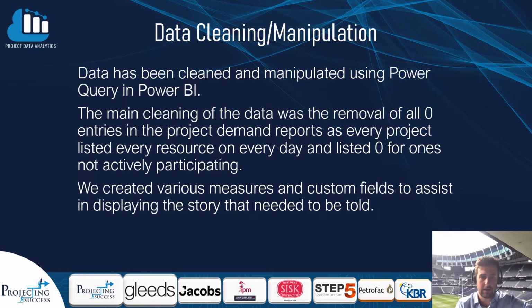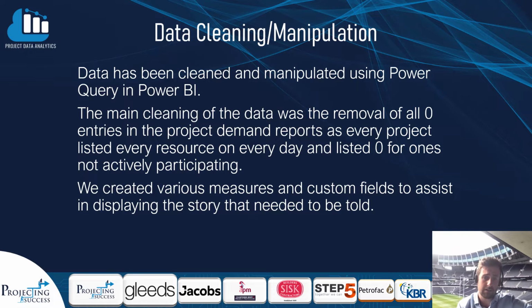And then in terms of the data cleaning and manipulation we went through, we did most of that in the Power Query section of Power BI to try and keep it all in the same solution. The most powerful thing we did was remove the zero counts, as every single project listed every single resource for every single day with a zero if they weren't working on it, and an actual number if they did. By removing the zero counts, which was about 99.95% of them, we reduced the data size and were able to filter people by the project they were working on.